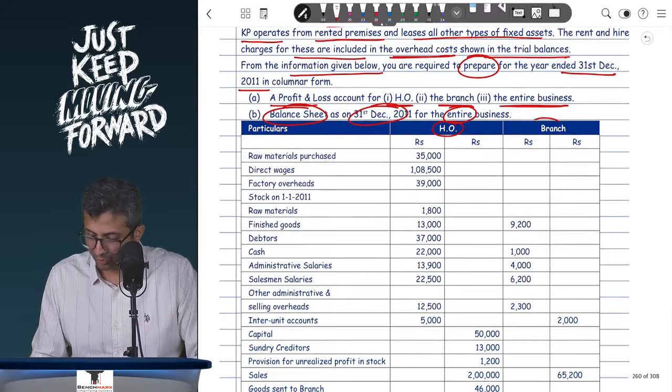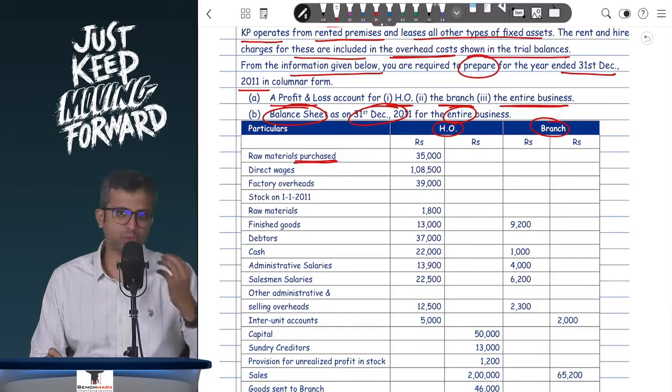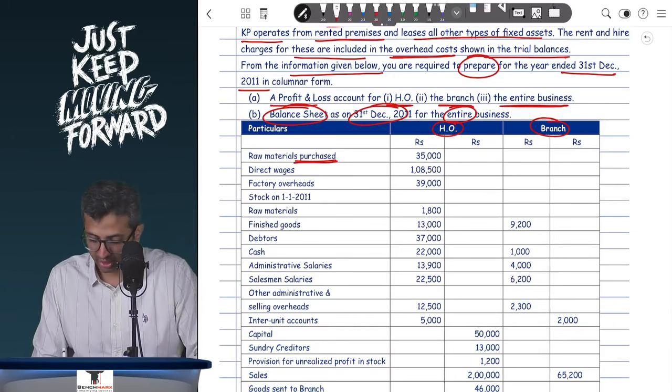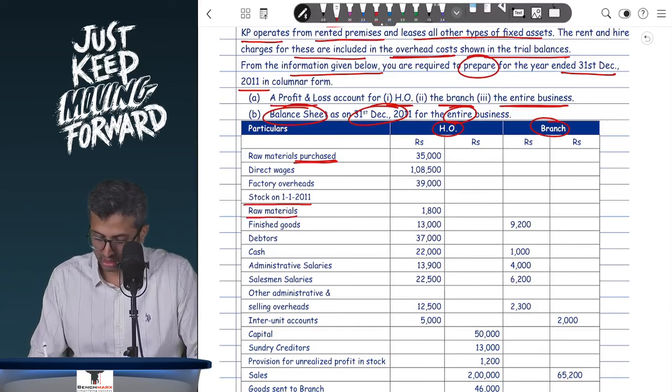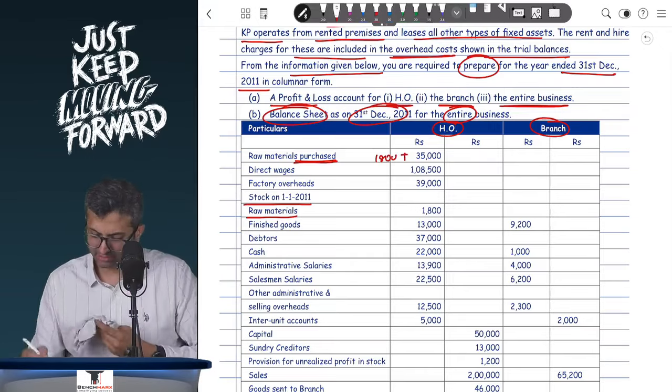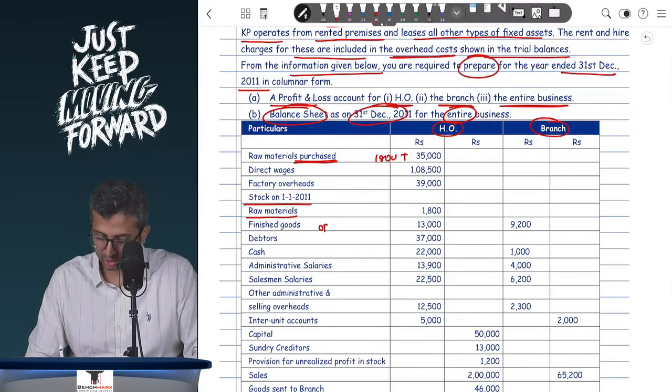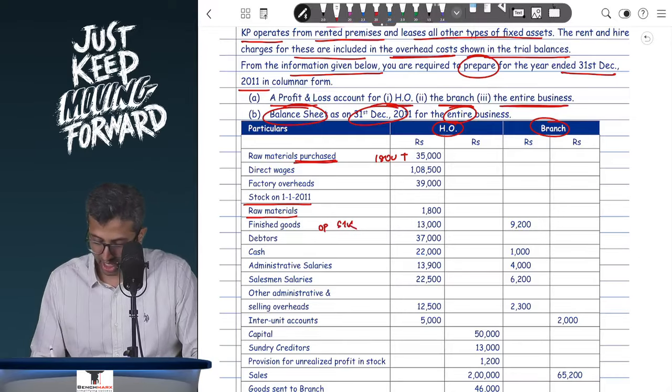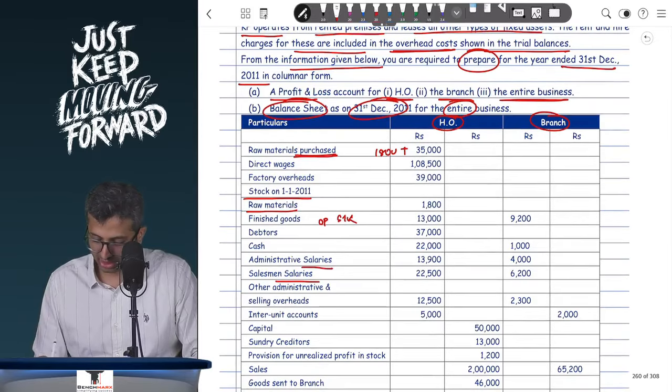So you have the HO, you have the branch, all the data given to you: raw materials purchase. But finally we usually take raw materials consumed, direct wages, factory overheads, stock of raw materials. So over here this is 1800. So for consumed you'll have 1800 plus 35,000, and then finished goods. This will be shown as opening stock in your trading account. Debtors, cash, administrative salaries, salesman salaries, other admin and selling overheads.